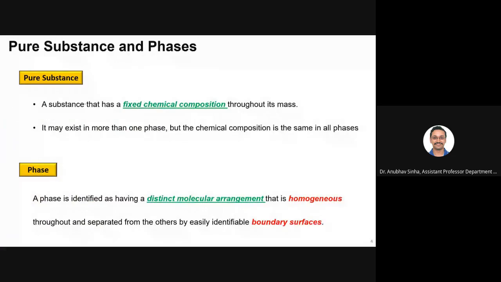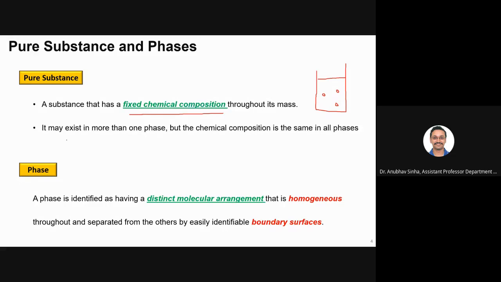So substance which has fixed chemical composition. So this is very important throughout its mass. Let us say we were talking about water. So for any part of that mixture, for any portion you take. So for example, we have water in a beaker. So from any location you take a sample, it will be H2O. Anywhere you pick up a sample, it will be H2O. That will not be true if it is a heterogeneous mixture.